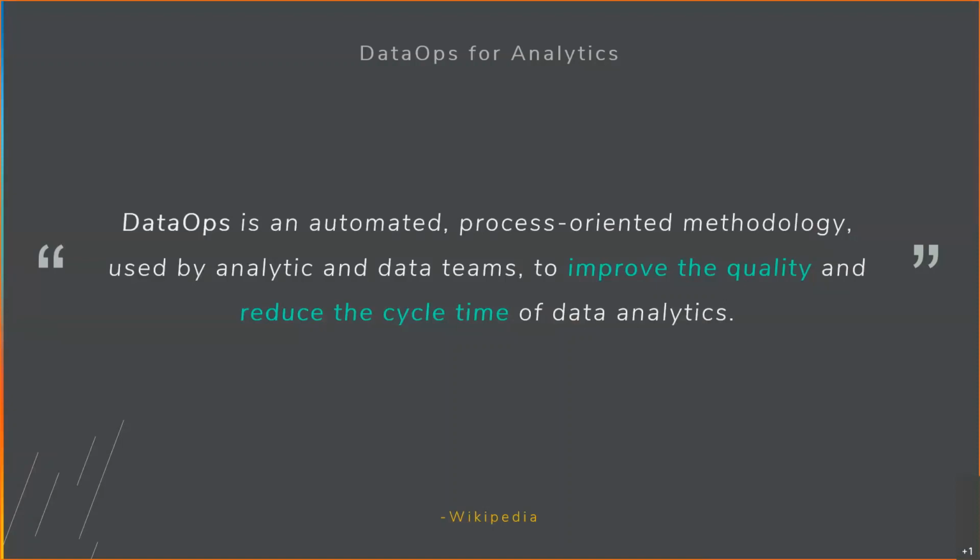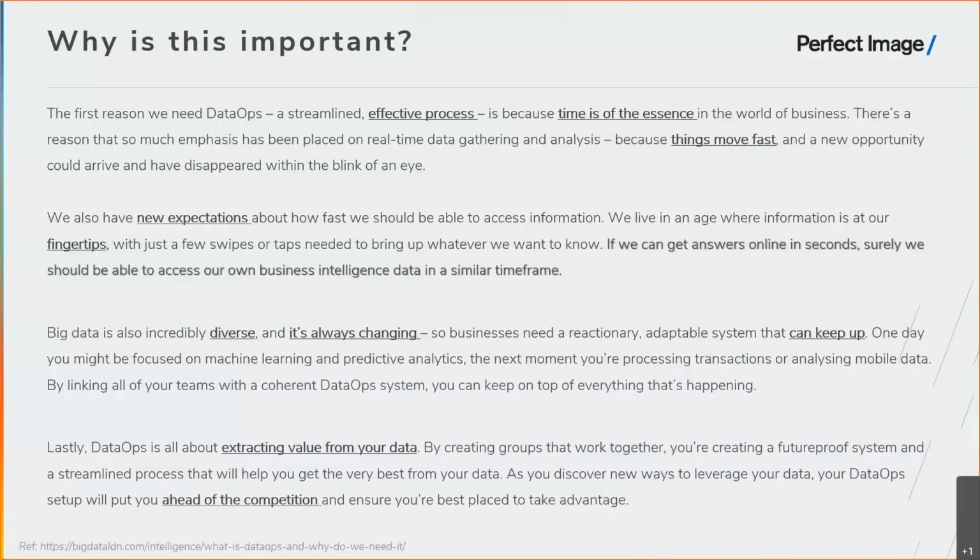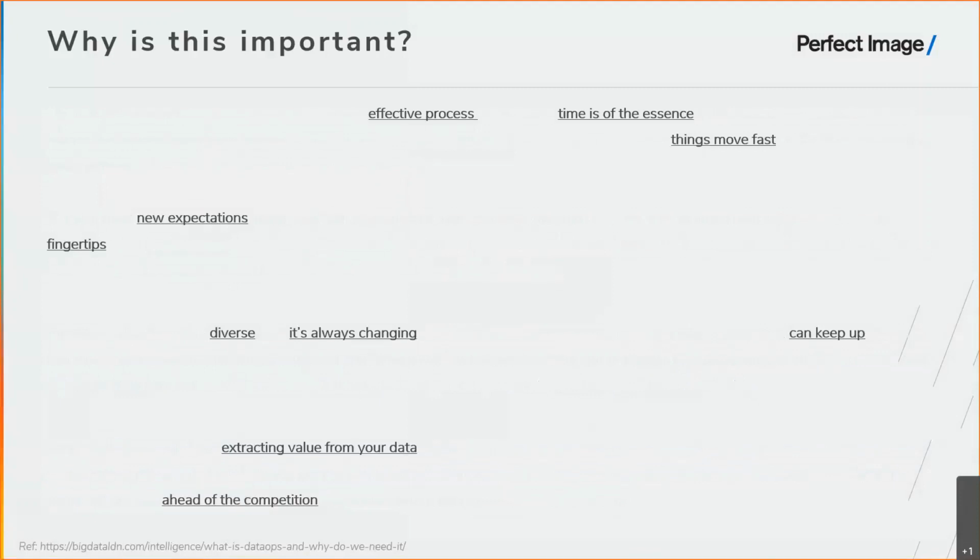I've highlighted those two key phrases because I think it's key we understand why this is here. Why is data ops almost a thing? So let's focus on that in a little more detail and try to pick out why this is important. There's a lot of words on screen here, but for me, we can summarize why a more data ops approach is important within organizations today. It's because we need an effective process, because time within your organizations is of the essence. We don't have a lot of time.